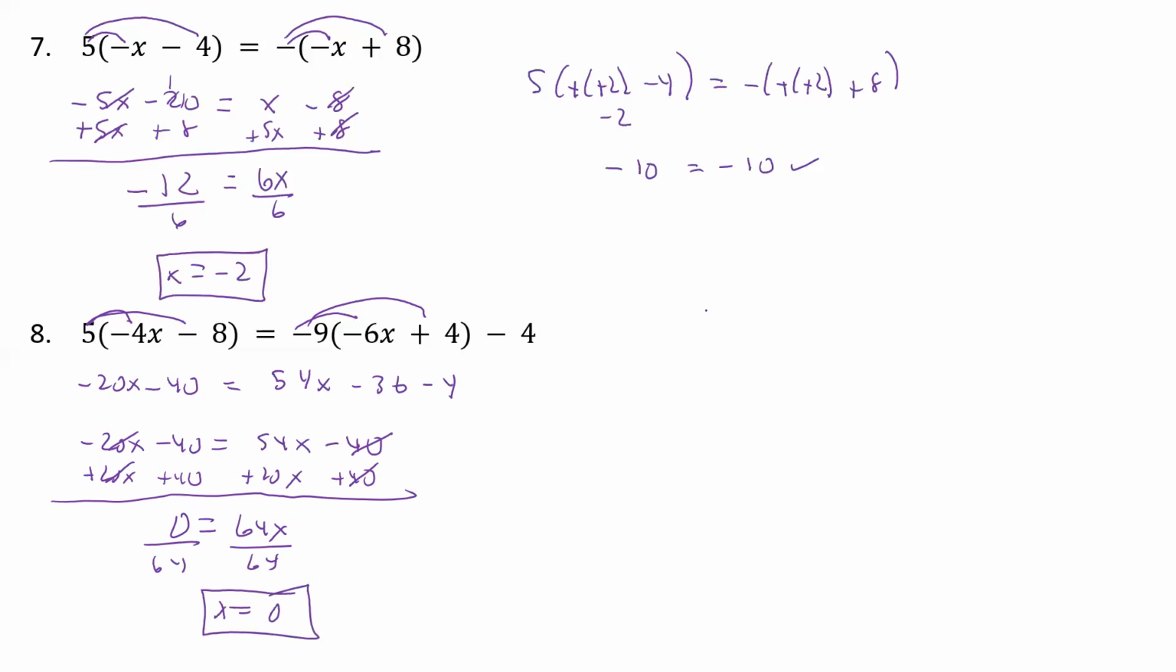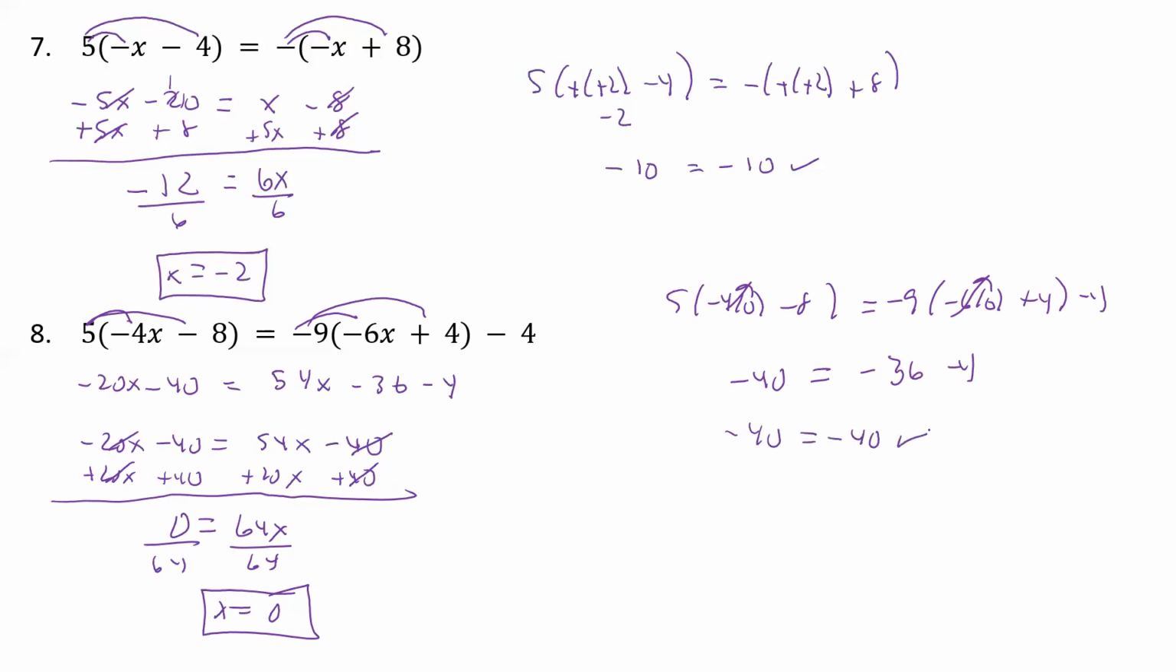So now we have to plug that in up here. So that's 0. And so we have 5 times negative 8, so that's a negative 40. Well, that's 0. So we have negative 9 times 4, so it's a negative 36, then minus 4. Well, negative 40 equals negative 40, and that checks as well.